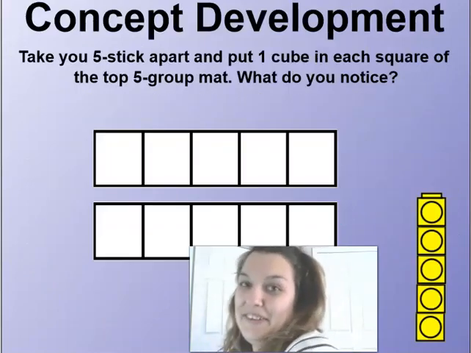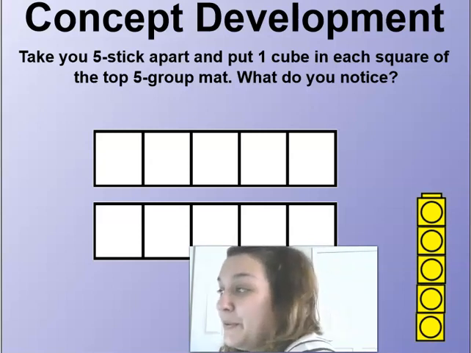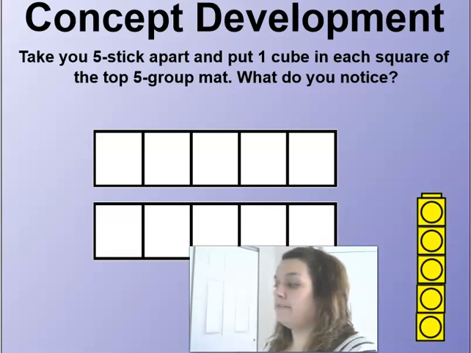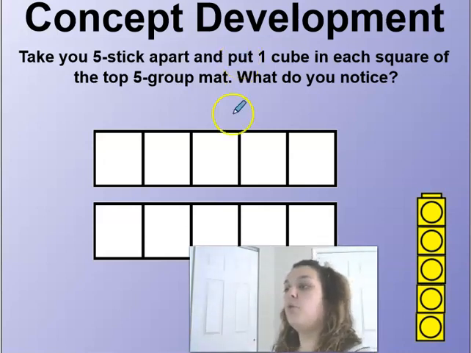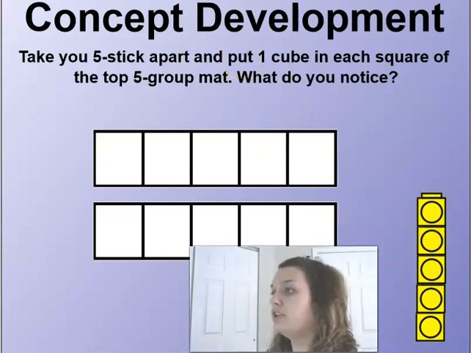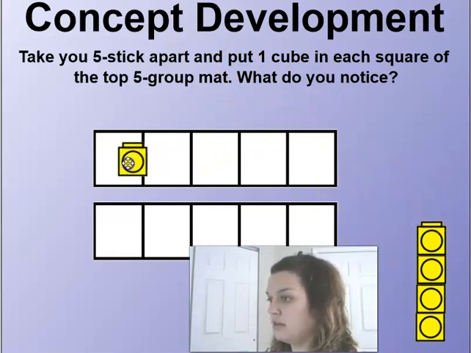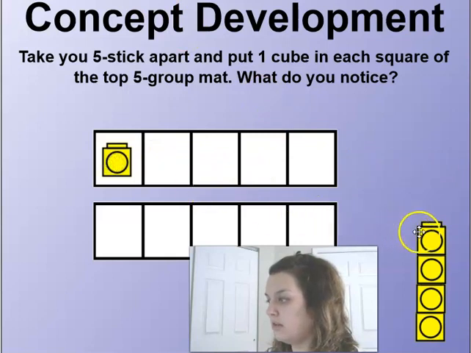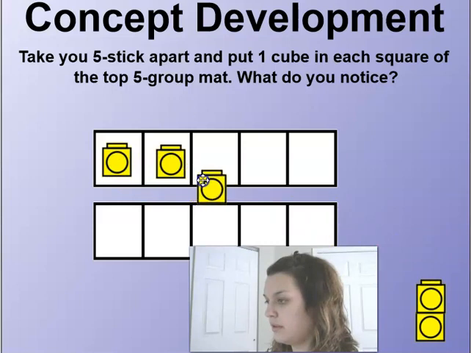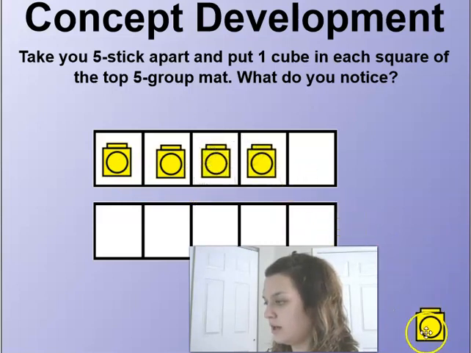Okay, I'm so glad you're back. So what we're going to do for this one is we're going to take our 5 stick apart and put 1 cube in each of the squares. Okay? 1, 2, 3, 4, 5.